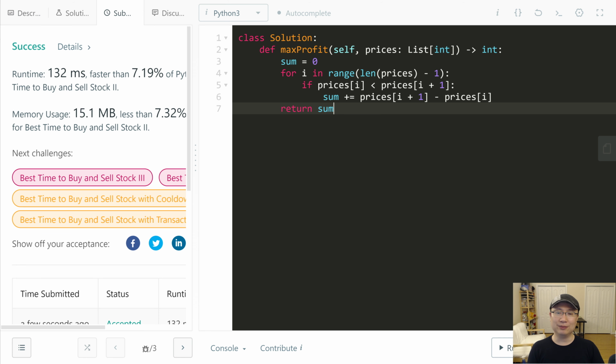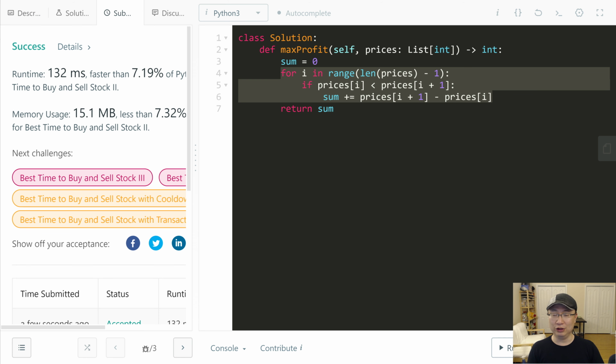As for complexity, there is one iteration, so linear time, with constant space because there is no extra data structure. Thank you.